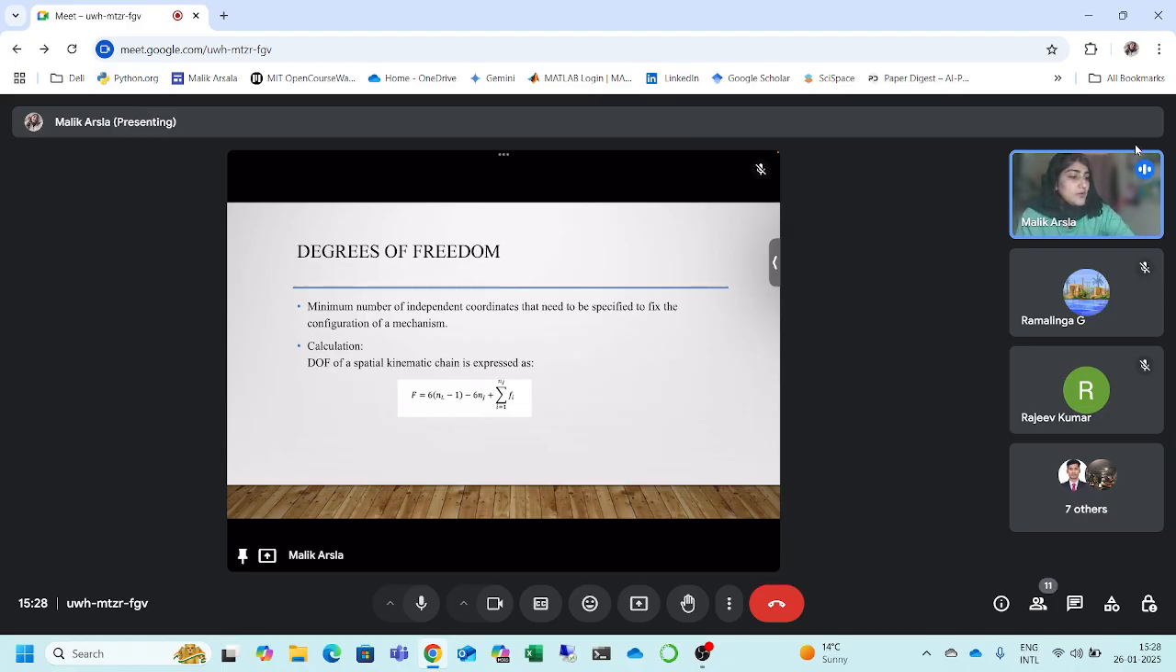So can you tell me what is meant by the degrees of freedom? Like what do you understand? The definition is already there, but what do you understand? Anyone? Anyone can say, maybe Hey Ram, you can say. Hello, audible ma'am? Yes.